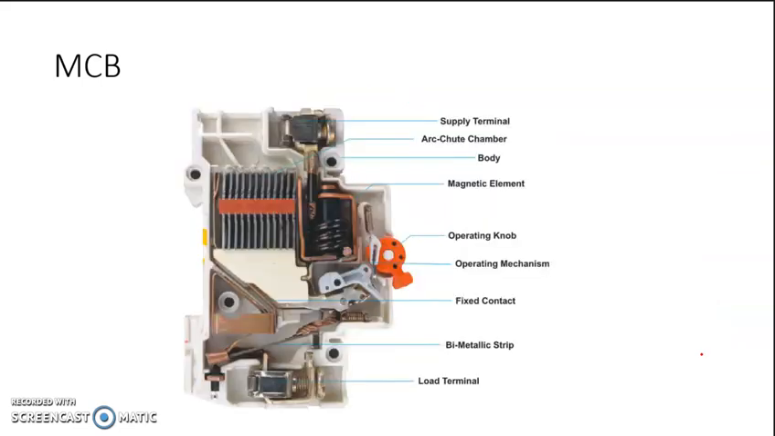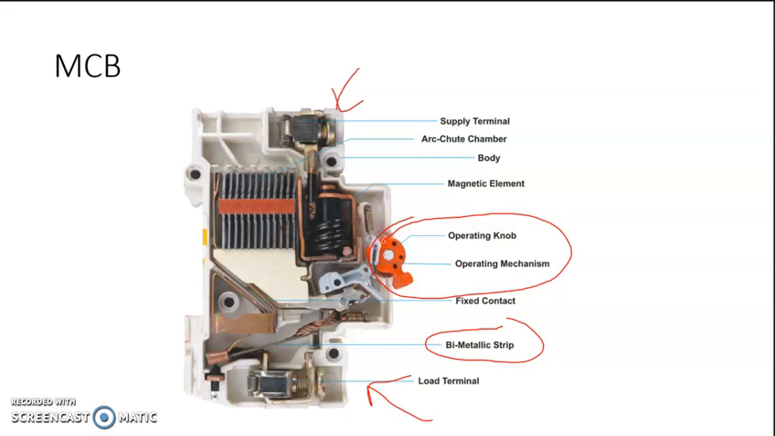So this is what the inside of an MCB looks like. You'll have a supply terminal, then a load terminal, and then a bimetallic strap which makes contact with the system. And this is nothing but the tripping mechanism. That is, this is a magnetic element. Here we can see a magnetic element.